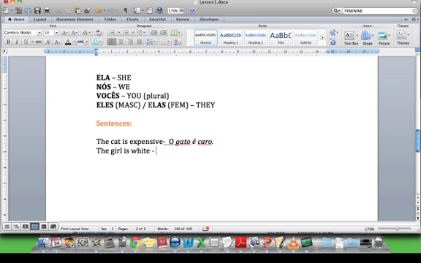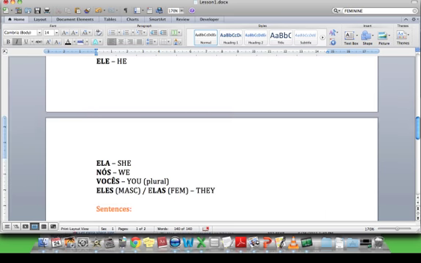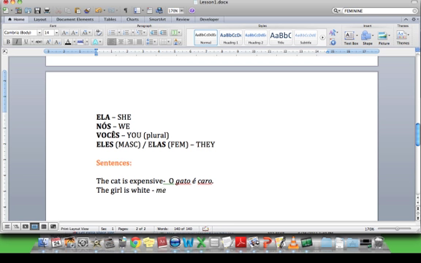So the girl is white, you would say, so the word for girl is menina. Menina. White has two forms. The feminine one is branca. We know the word for is, which is é, the same that we see here. So we're gonna say é branca. Girl is white so far. Menina é branca. And the definite article in its feminine form is a. So we say a menina é branca.